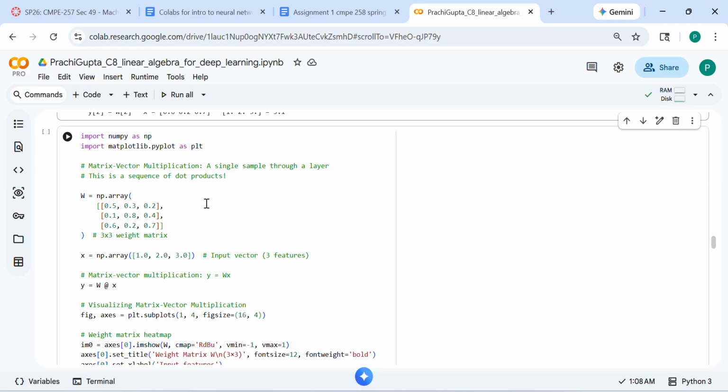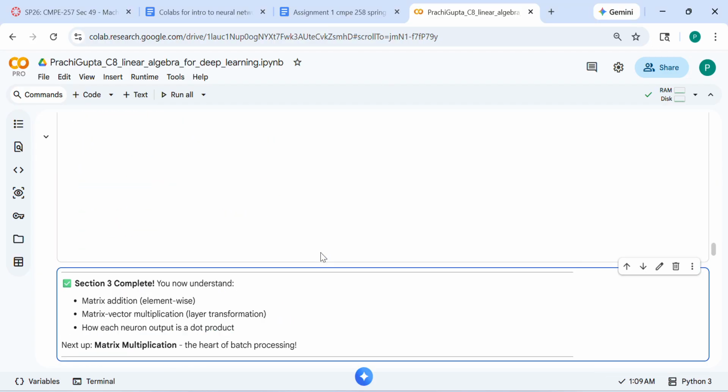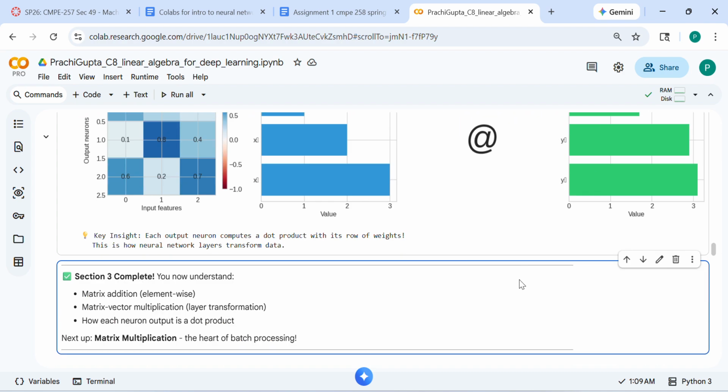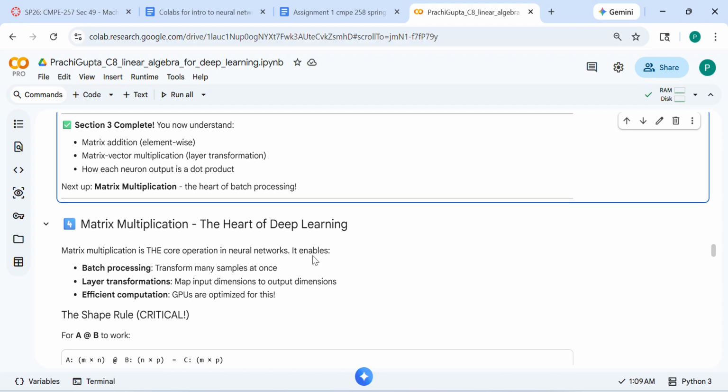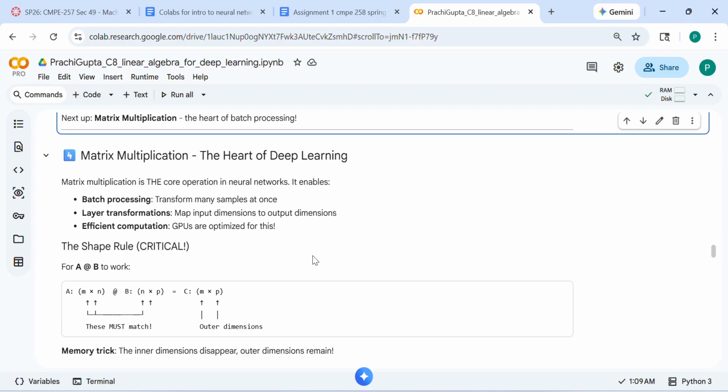Now here is the golden rule of matrix multiplication: for A @ B to work, the inner dimensions must match. My favorite memory trick: the inner dimension disappears and the outer dimensions remain to define your result. So how do we see it? If I run this code, we can see it. This is the weight matrix, this is the input vector, and this is what our output vector looks like. So this is all about matrix multiplication.